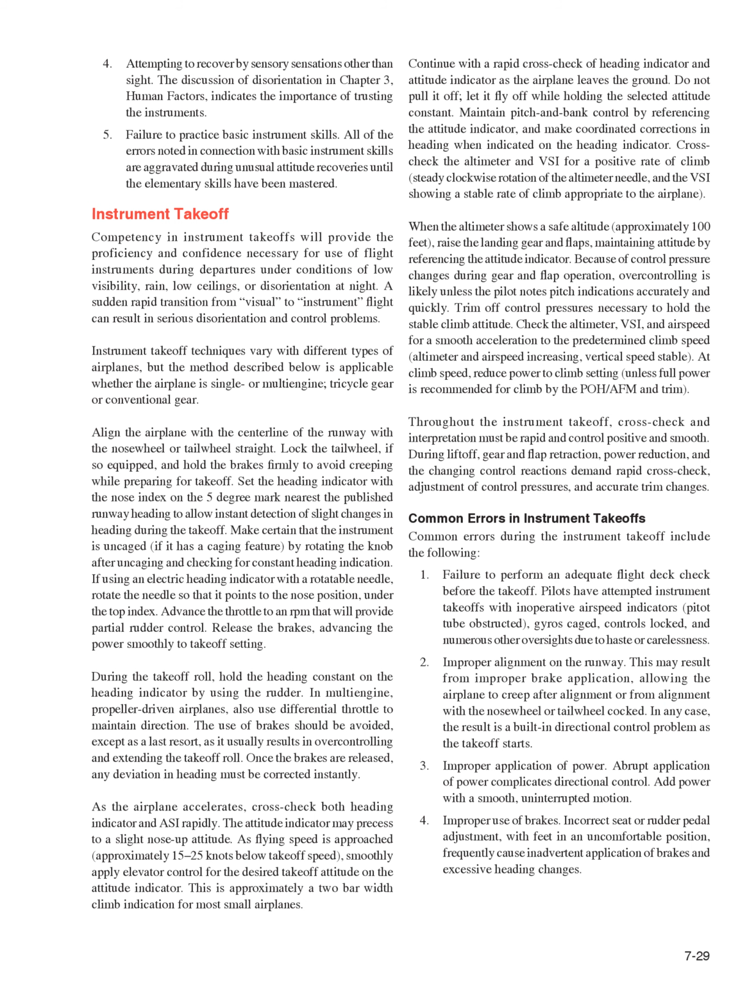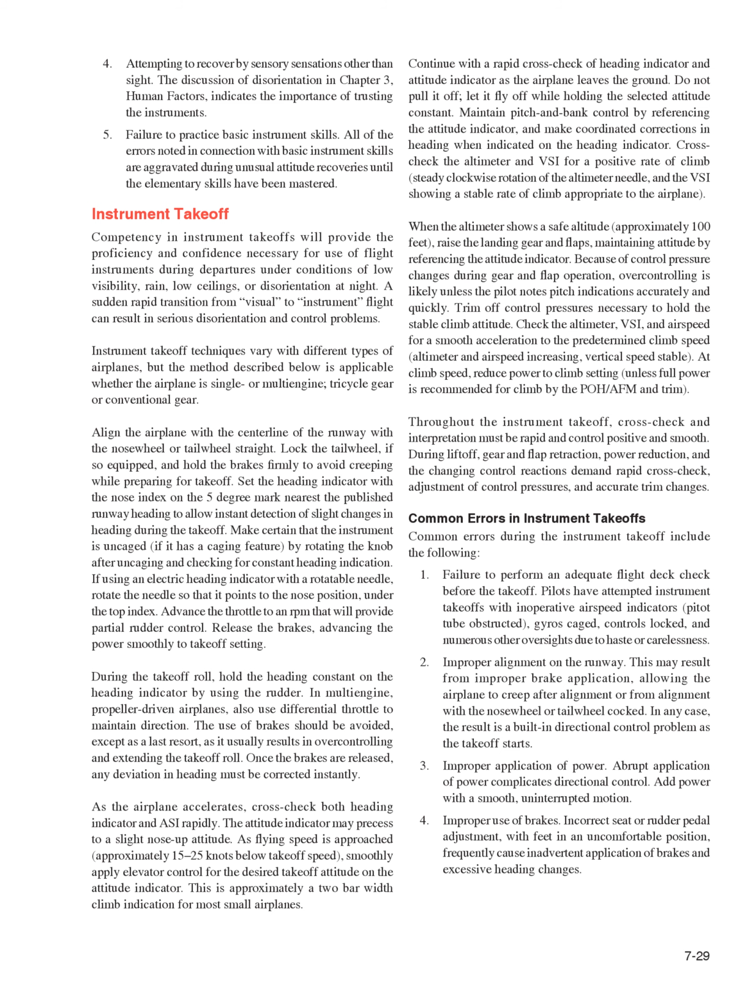Check the altimeter, VSI, and airspeed for a smooth acceleration to the predetermined climb speed, altimeter and airspeed increasing, vertical speed stable. At climb speed, reduce power to climb setting, unless full power is recommended for climb by the POH/AFM, and trim. Throughout the instrument takeoff, cross-check and interpretation must be rapid and control positive and smooth. During liftoff, gear and flap retraction, power reduction, and the changing control reactions demand rapid cross-check, adjustment of control pressures, and accurate trim changes.